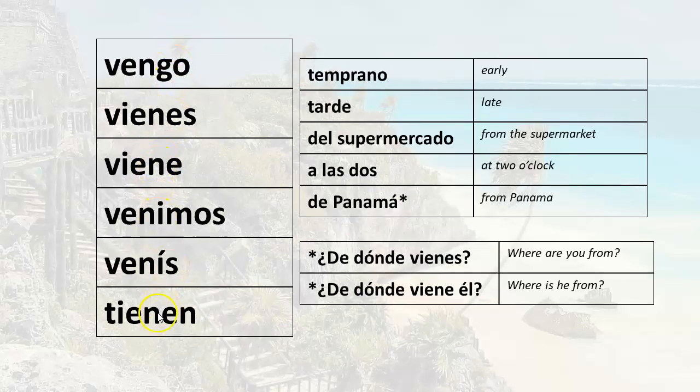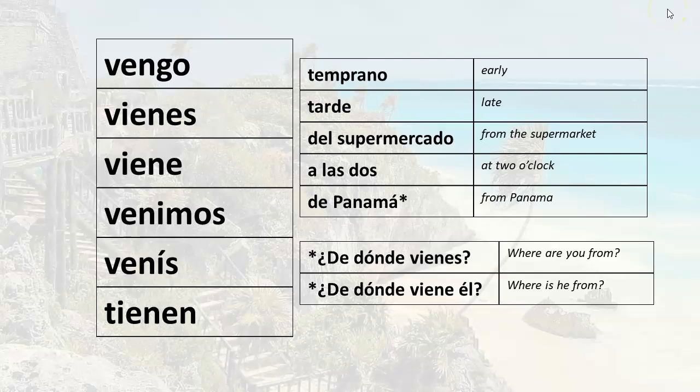So we have our conjugated verb over here on the left, and we have some words or phrases that will help us to create some complete thoughts, complete ideas in Spanish. Temprano means early, tarde, late, del supermercado, from the supermarket, a las 2, at 2 o'clock, de Panama, from Panama.